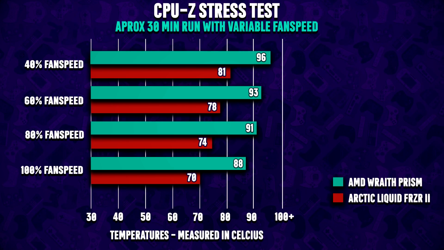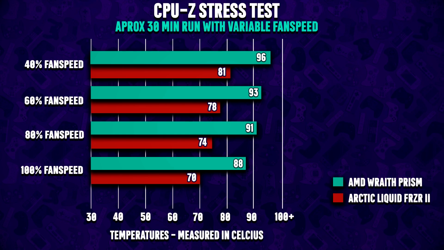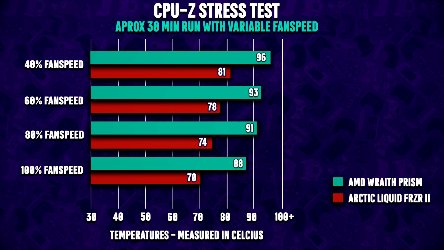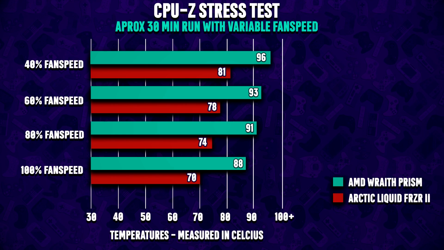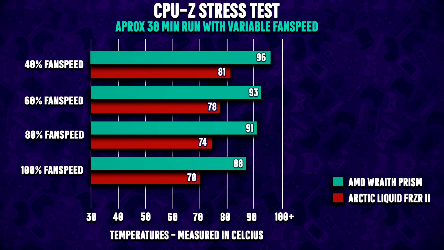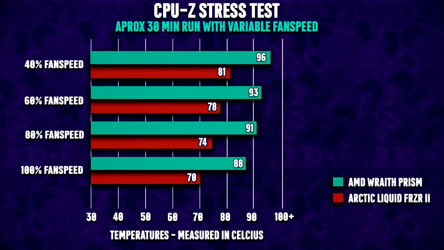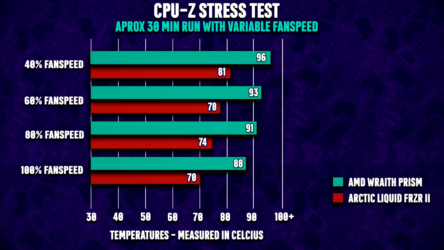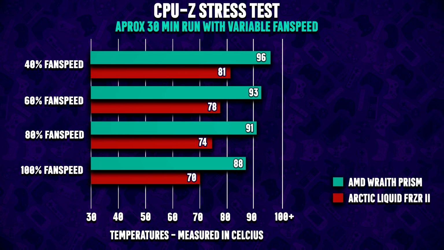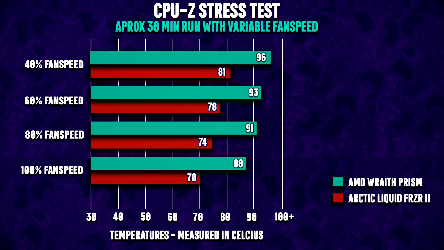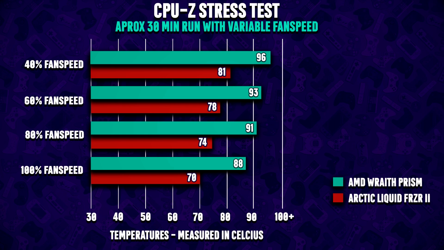Now looking at the temperatures from the stress testing reveals some pretty interesting details. Letting the Wraith Prism rev up to its maximum at 3650 RPM leaves the processor pretty hot at 91 Celsius, while the Arctic Freezer did a whole lot better at just 73 degrees, and that is about 25% lower temperatures at full fan speed.